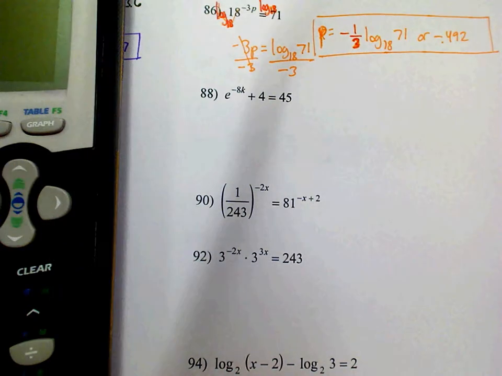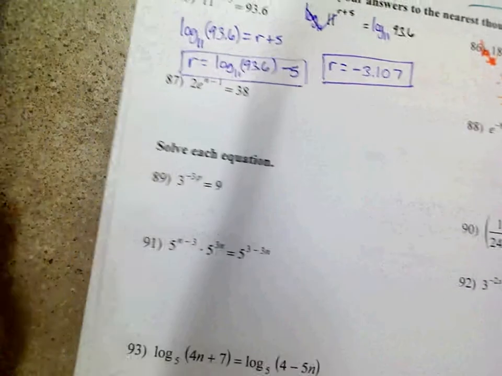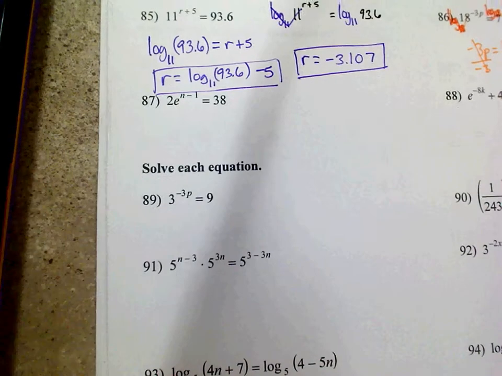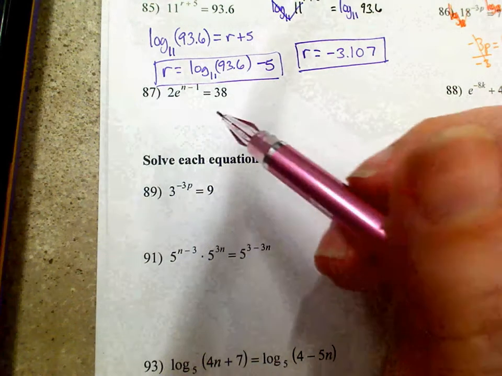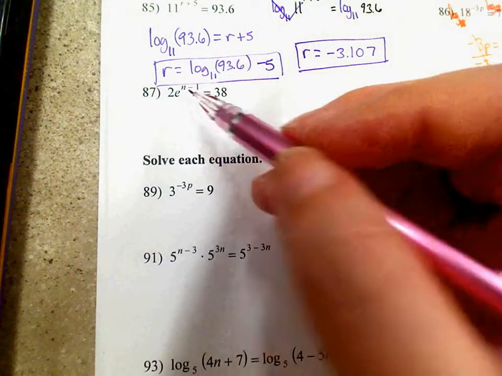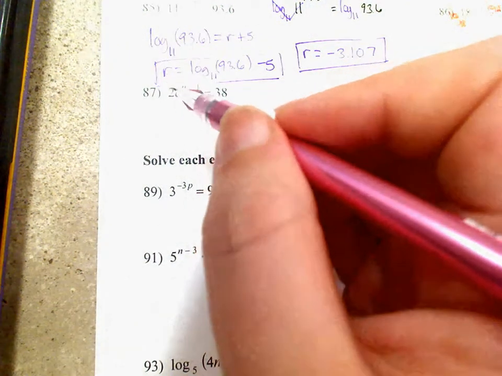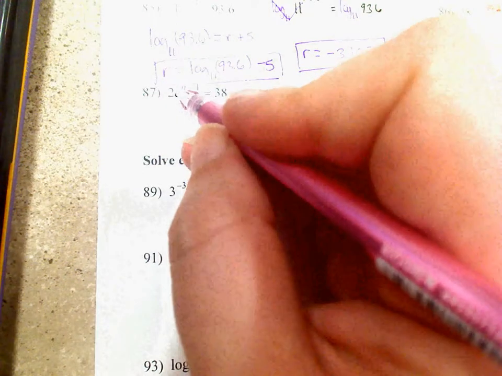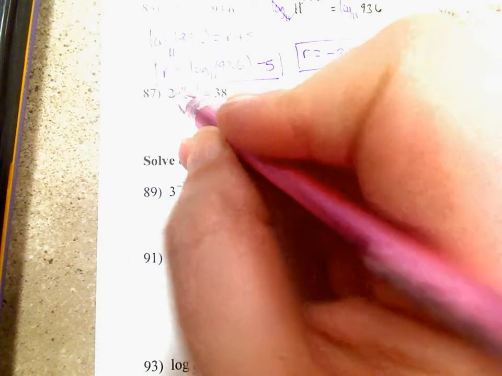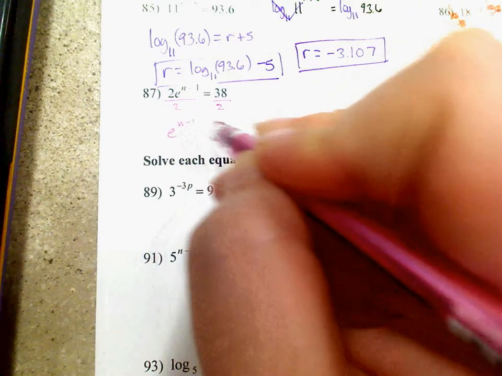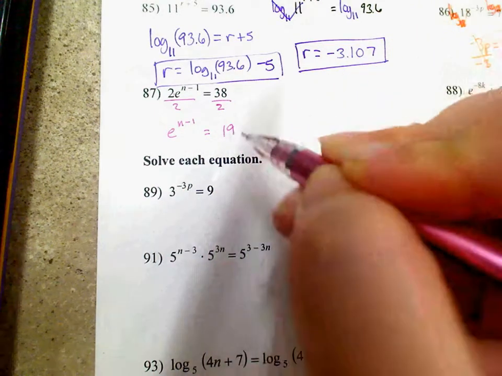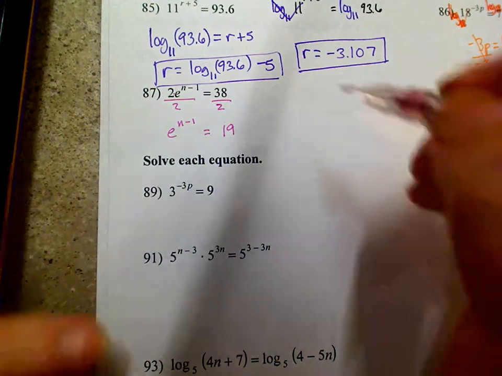Alright, so number 87. We've got 2e to the n minus 1 equals 38. In order to get the n out of the exponent, I have to get everything away from the exponential expression. Right now e to the n minus 1 is being multiplied by 2, so I need to divide by 2. So I've got e to the n minus 1 equals 19.